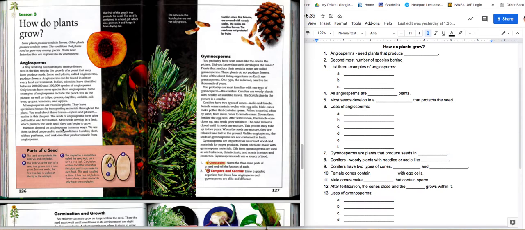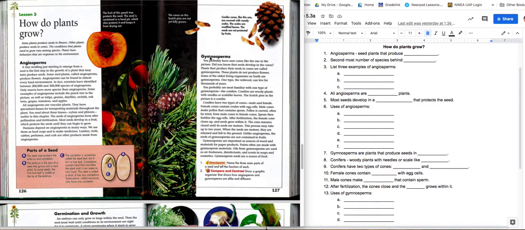Humans depend on angiosperms in many ways. Number 1, we use them as food, letter A. We use them to make medicine, B, lumber, C, cloth, D, rubber, E, perfumes, F, cork, G. That doesn't belong there because I didn't put a G there, but you had one extra one, guys. I gave you 6, they listed 7. All kinds of different products that we use that we get from angiosperms.